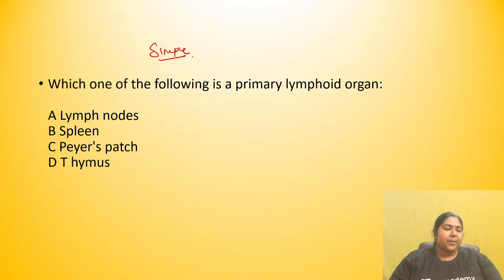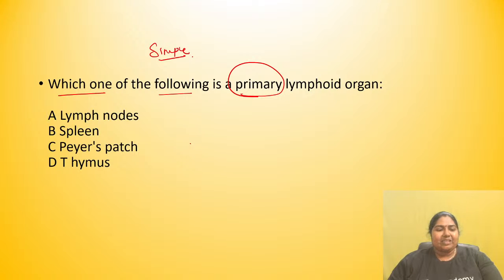Which one of the following is a primary lymphoid organ? There are two types of lymphoid organs: one is the primary lymphoid organ, and the other is the secondary lymphoid organ. Shall we try to find out which of the following is a primary lymphoid organ?